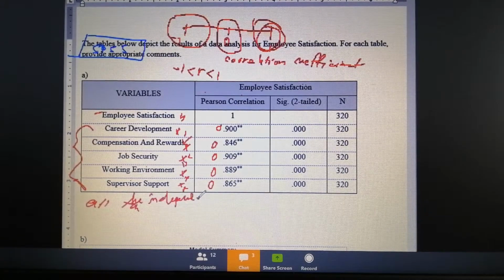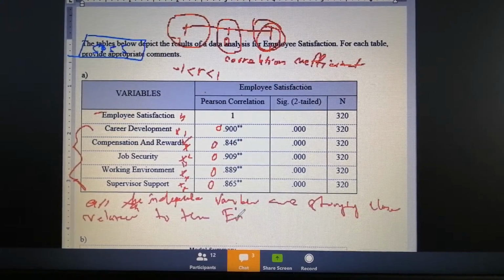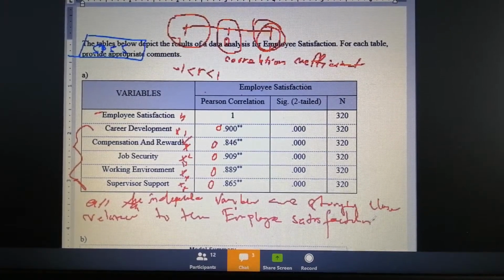So you can say that the independent variables are strongly related to employee satisfaction. Okay, so that's the answer.